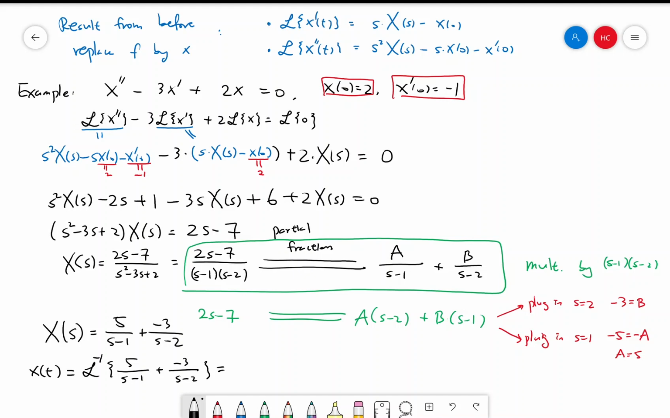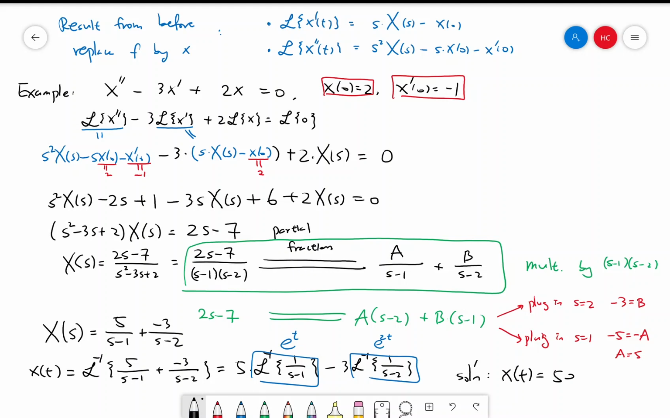And this is equal to 5 times the inverse Laplace transform of 1 over s minus 1, minus 3 times the inverse Laplace transform of 1 over s minus 2. And if you look at the table, this is equal to e to the t, and this is equal to e to the 2t. So the solution is x equal to 5 times e to the t minus 3 times e to the 2t.